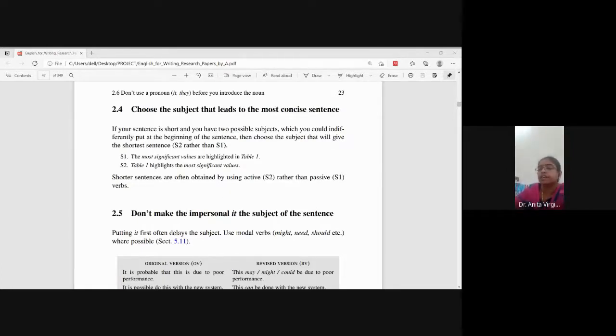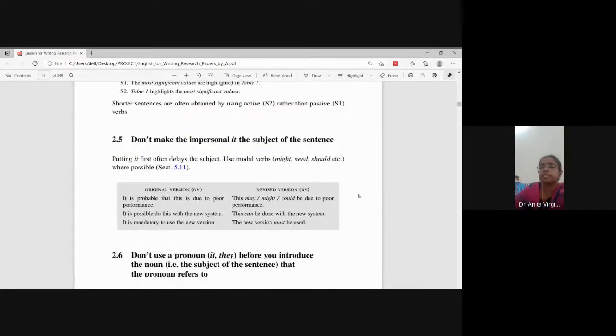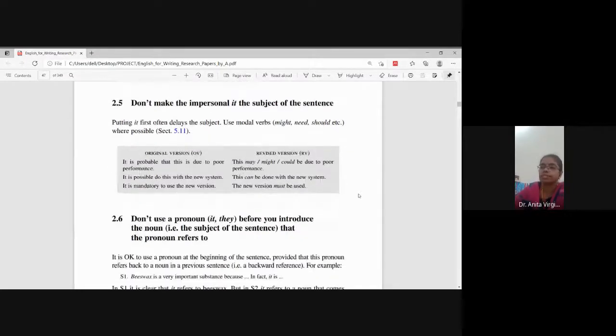Next, 2.5: don't make the impersonal "it" the subject of the sentence. Sometimes you will be using "it" to repeat a subject you have just mentioned earlier. For example: "It is possible that this is due to poor performance." "It is possible to do this with the new system." This is usual.